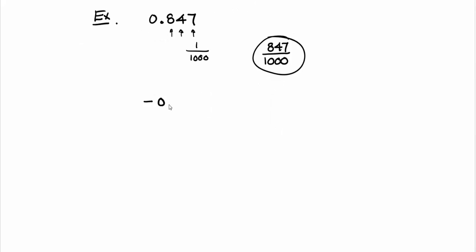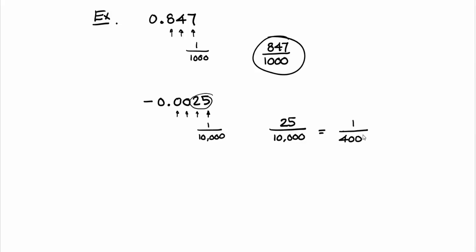If I have negative 0.0025, and I'm asked to write this one as a fraction, again I go tenths, hundredths, thousandths, 10,000ths. So I know that's 1 over 10,000. So my denominator is 10,000. And I look at the number up top, and I just have 25. And of course, now I need to reduce, right? And I know that 25 goes into 25 once, and 25 goes into 10,000 400 times.